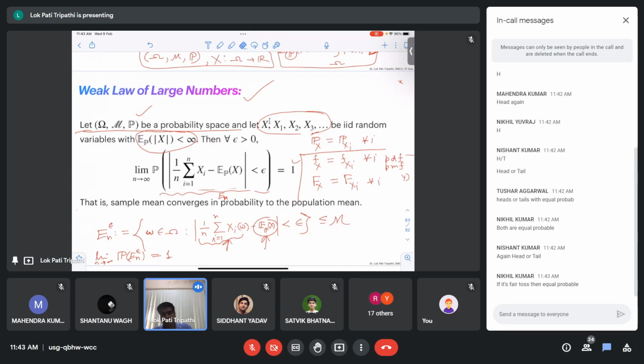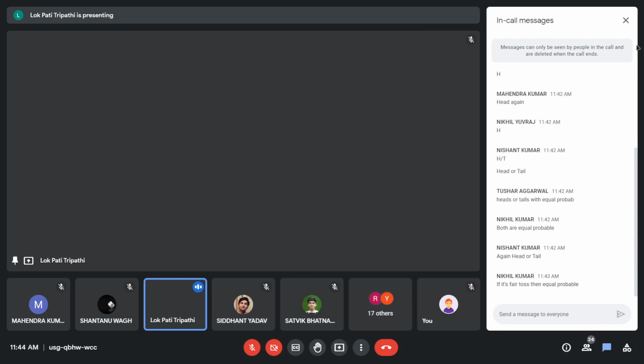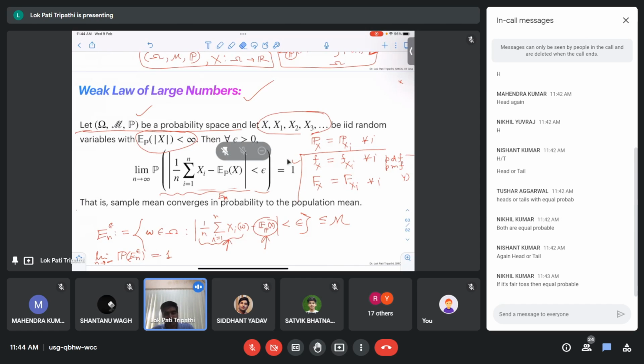Their approach is that if you draw a particular coin, if it is fair, a large number of times, the number of heads will be approximately equal to the number of tails. So that will give you the probability, in some sense, of occurrence of head being approximately half, and the probability of occurrence of tail approximately half. This intuition will come from the law of large numbers.